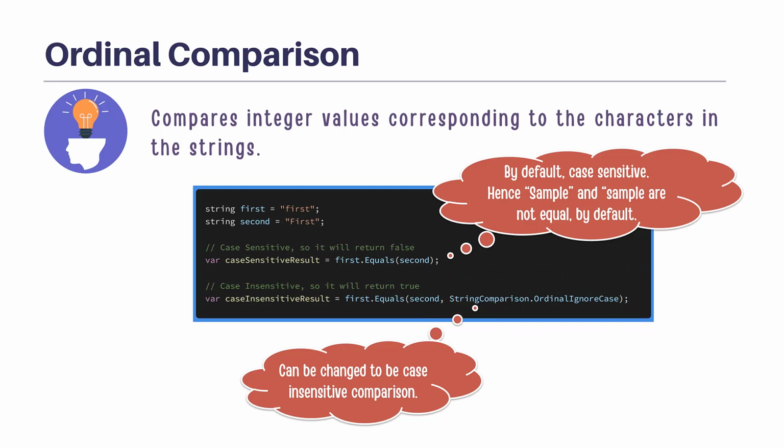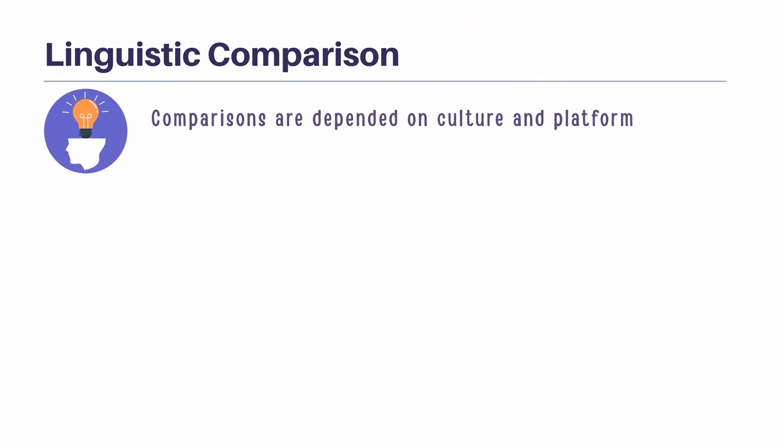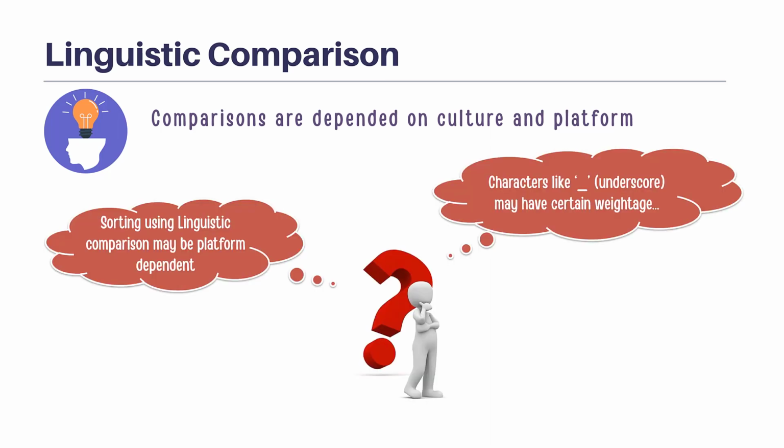Let's have a look at what linguistic comparison is now. Linguistic comparisons are sometimes called word sort order. In linguistic comparison, the strings are compared character by character. But while performing linguistic comparison, some non-alphanumeric characters may have certain weightage. For example, characters like underscores and hyphens may carry certain weightage in certain languages. And that's why if we try to apply sorting on a set of strings, the sort order may change depending on the culture that was specified while comparing the strings.